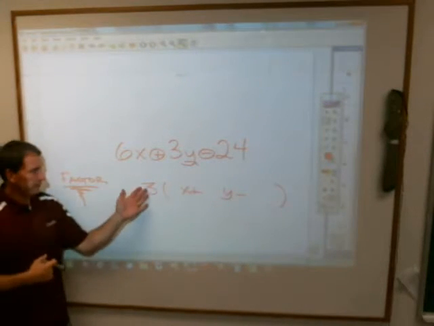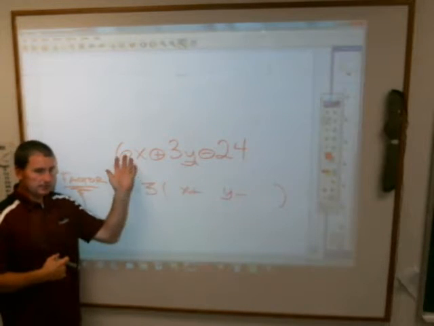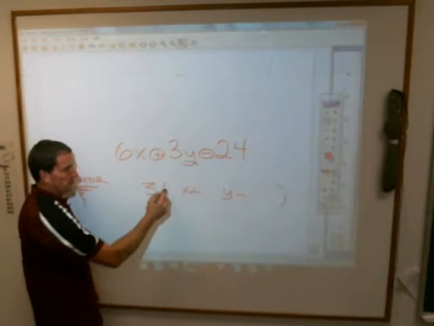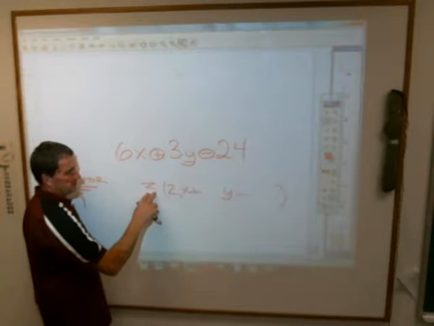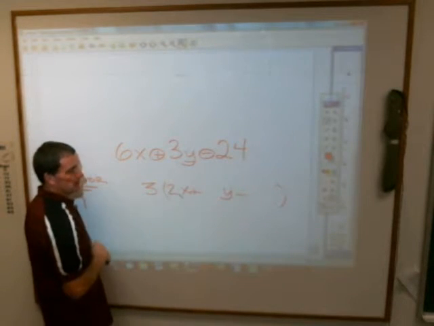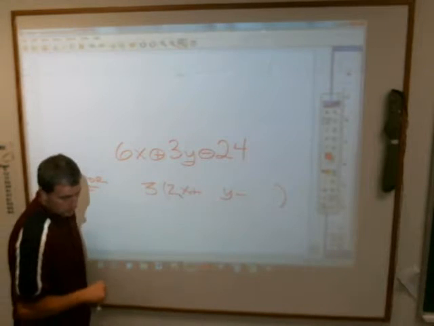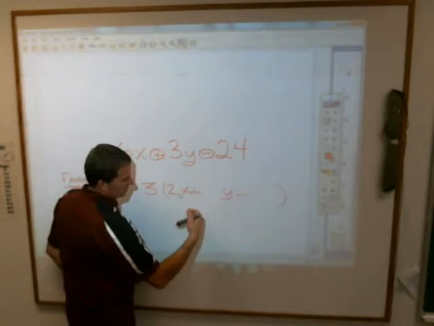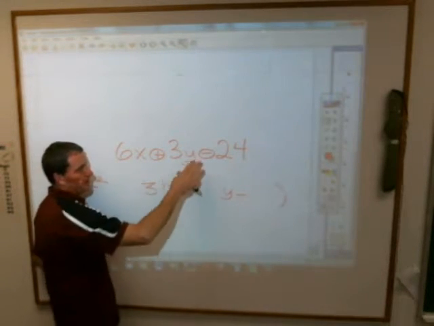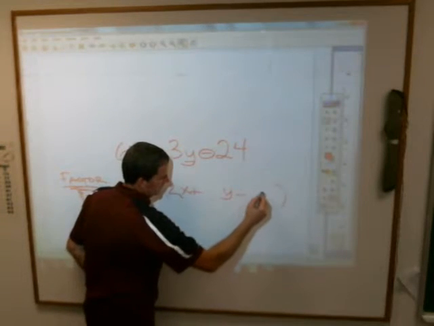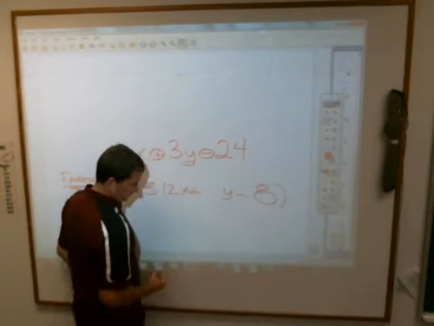What do you multiply 3 by, or 6 divided by 3 is? For the first term, you're going to get 2, because 3 times 2x will give you that 6x. Take a 3 out of that 3y term, you're left with just a y, please don't have to put the 1 there. And then take a 3 out of the 24, you're left with 8.